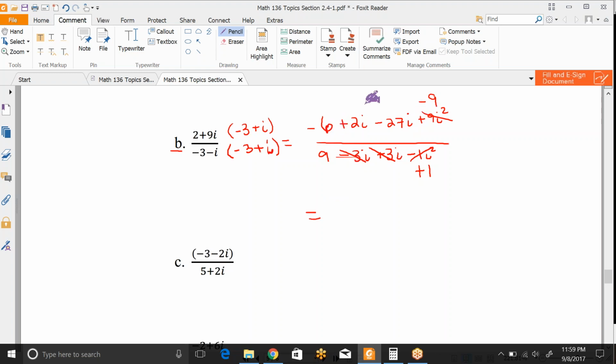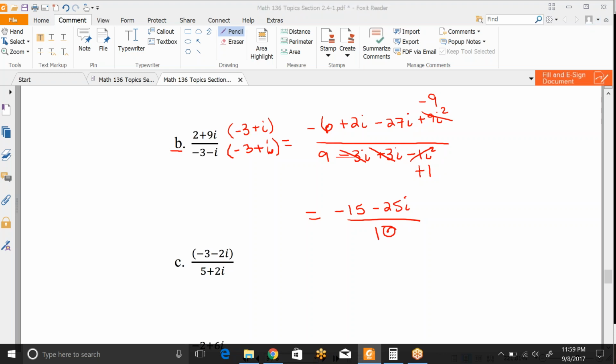And what I'm left with on top is negative 6 minus 9, which is negative 15, and 2 minus 27 would be negative 25i. And then on the bottom, I'm left with a 9 plus 1, so that's a 10. Now we're supposed to write our answer in what we call reduced format, and it needs to also be split into two separate fractions so that we have the real part and then the imaginary part.